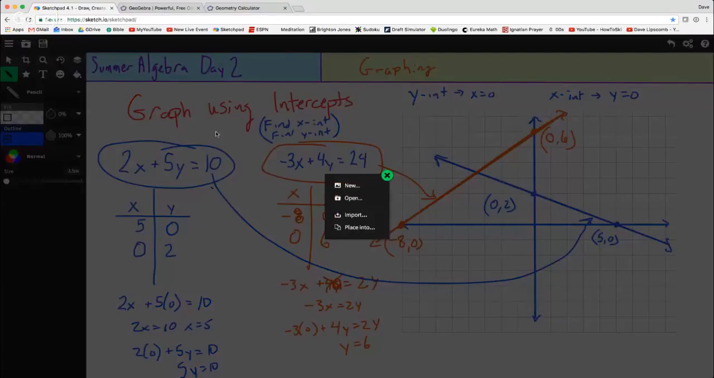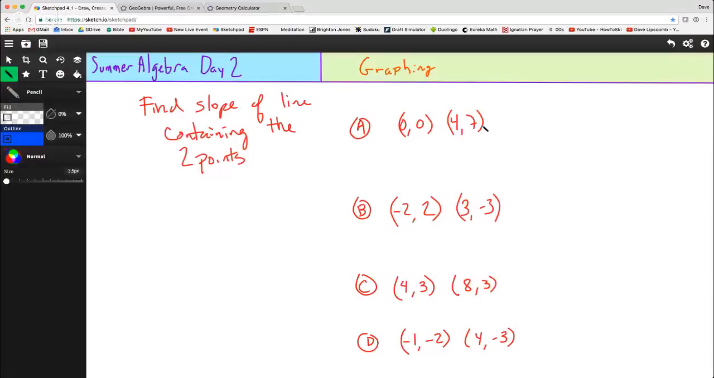Doing great. 2 more things. We're just going to find the slope of lines containing 2 points. We're not going to graph these 2 points, just find the slope of the line containing them. And we're going to use our slope formula: y2 minus y1, the difference in our y's over the difference in our x's. We're going to use the second point first. We don't have to, we could use the first point first, but we have to do it the same in both cases. So start with 7 minus 0 and then 4 minus 0. And so we get 7/4.